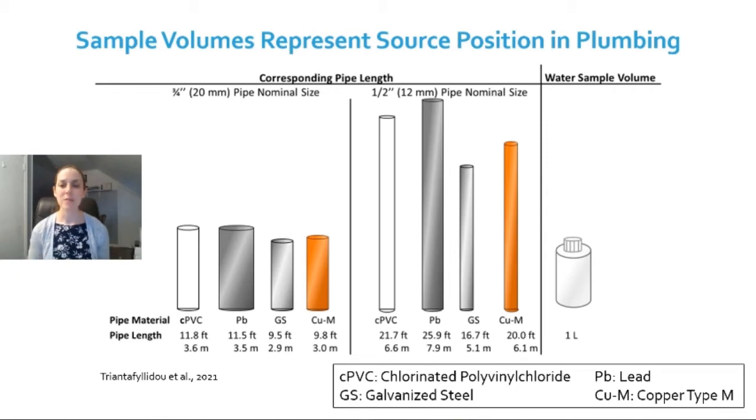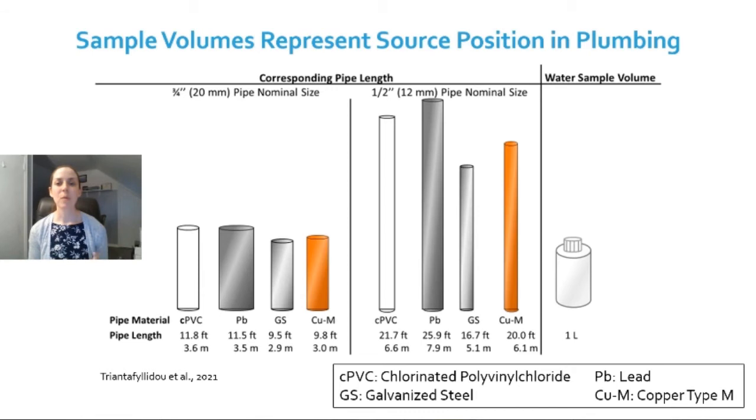And so just to illustrate this, here we have a 1-liter bottle. And if we just focus on the copper type M pipe, we have 1/2-inch copper type M, and we have 3/4 inch copper type M. And so 1 liter is going to represent 9.8 feet of the 3/4 inch copper, and 1 liter will represent about 20 feet of the 1/2 inch copper.